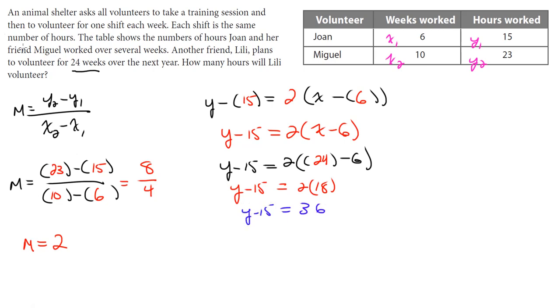And then to solve for y, all we have to do is add 15 to both sides. And we get y equals 51. So if Lily plans to volunteer for 24 weeks over the next year, she can expect to work 51 hours.